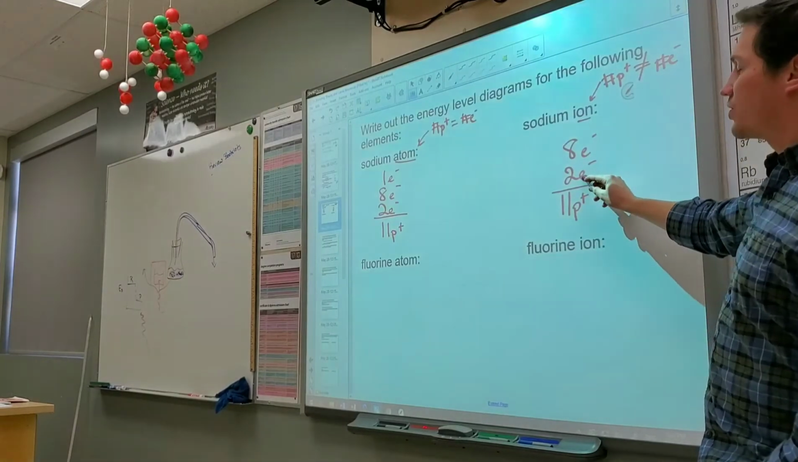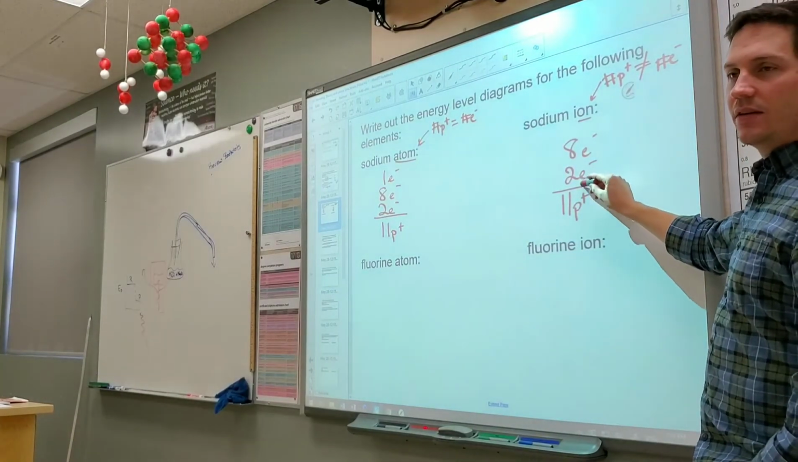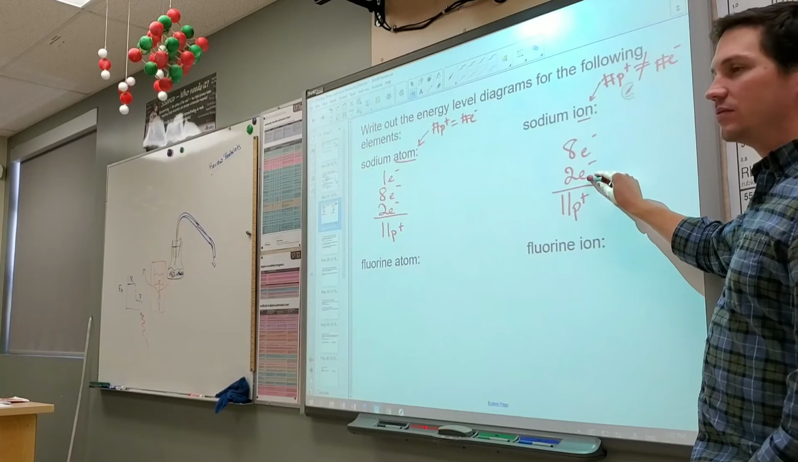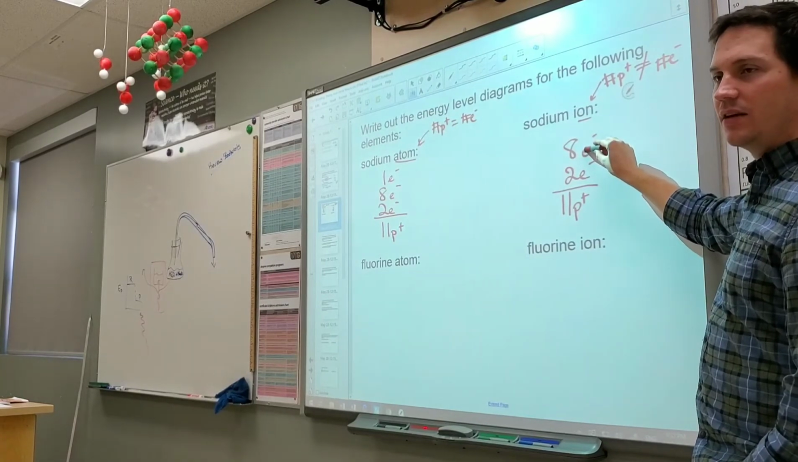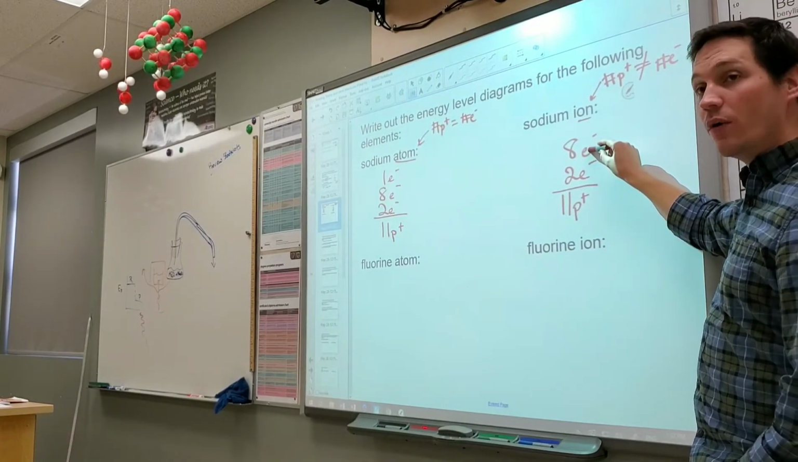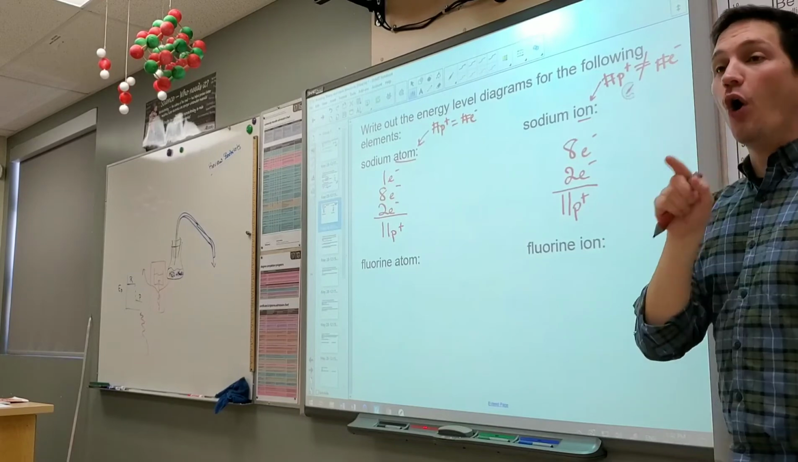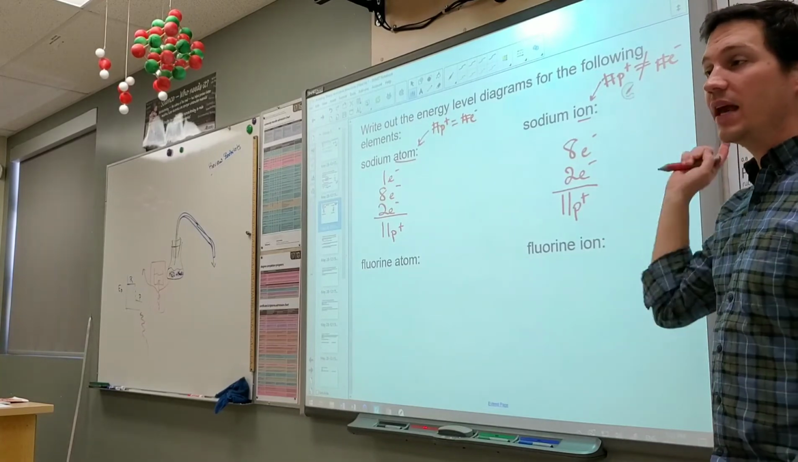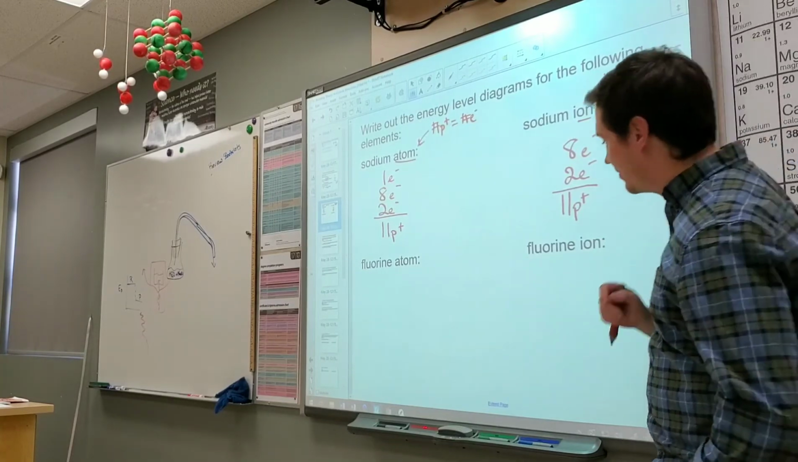Did these 2 electrons in here get affected? No, nothing, right? These 8, did they get affected? No, they're not the valence shell, so no, they didn't get affected, right? It's only the valence electrons that we care about in a chemical reaction.